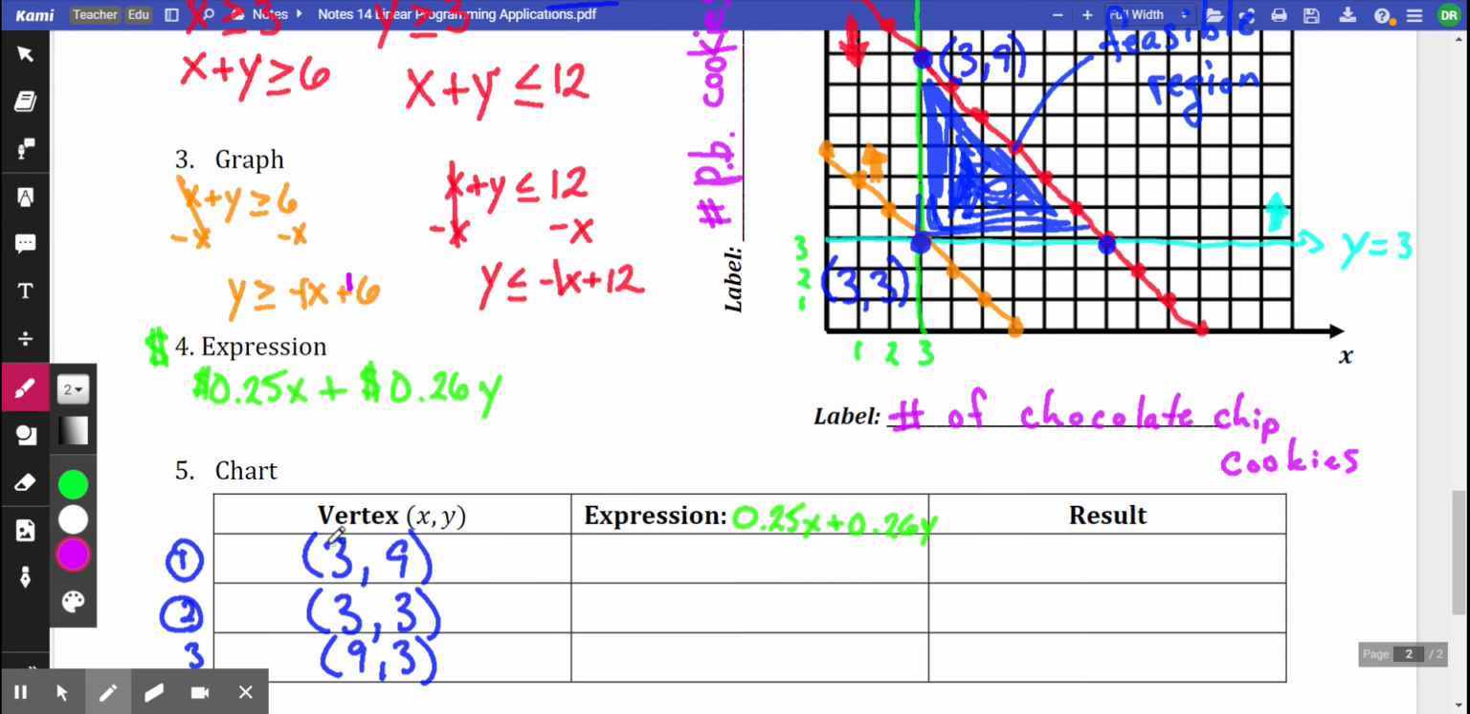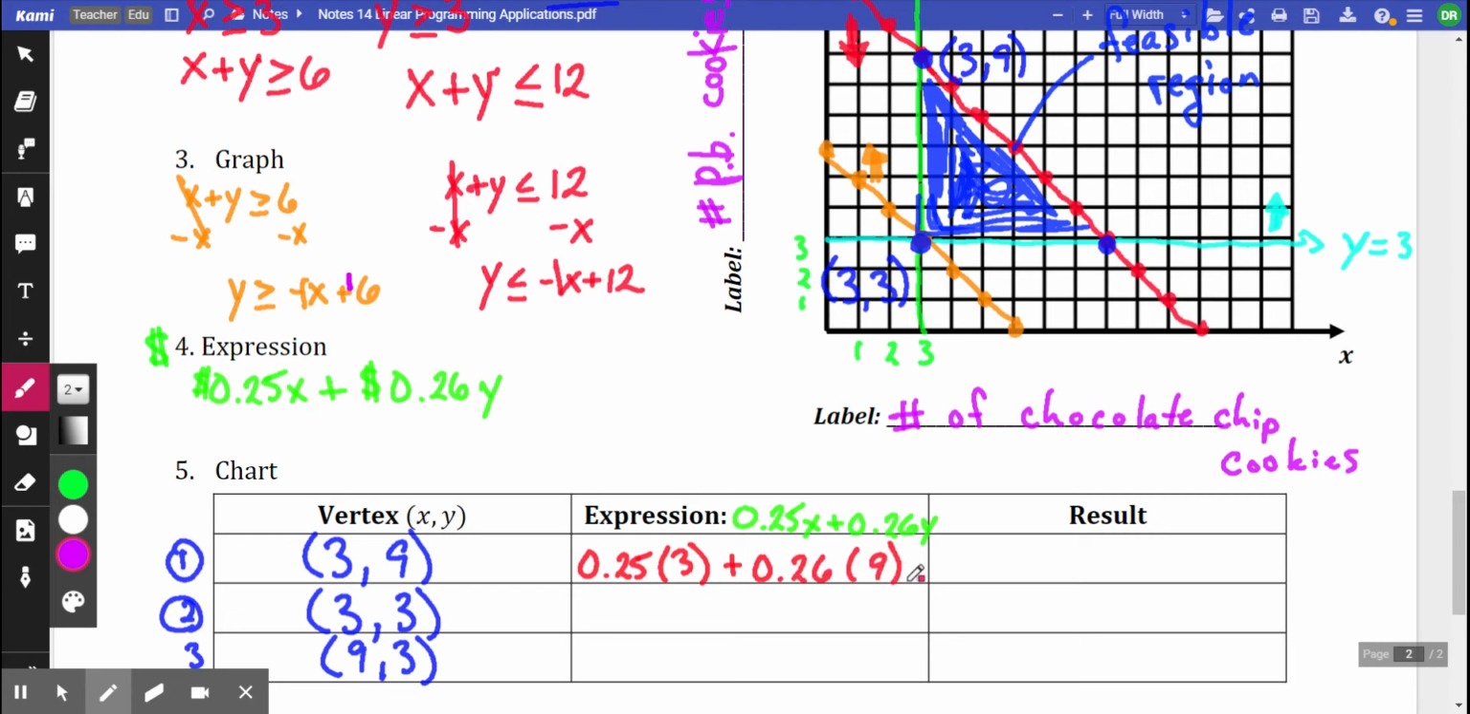What we're going to do now is we're going to take our x values that are always listed first. So we'll take our x values, replace them here, multiply them with 25 cents. Take our y values, put them here, and multiply them with the 26 cents. And we're going to see which combination of cookies here is going to maximize our profits. So let's start with the first one. We see that this first one says 3, 9. That means this would be a combo pack that contains 3 chocolate chip cookies and 9 peanut butter cookies. So if we wanted to calculate how much profit that is, that would be 25 cents times 3 plus 26 cents times 9.